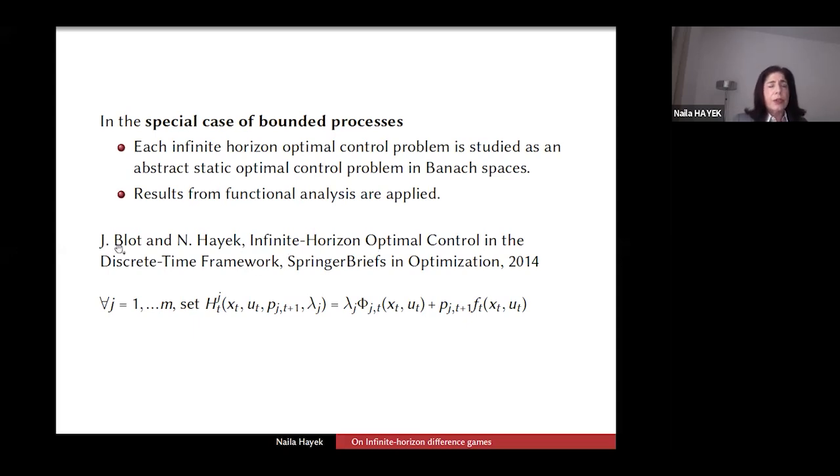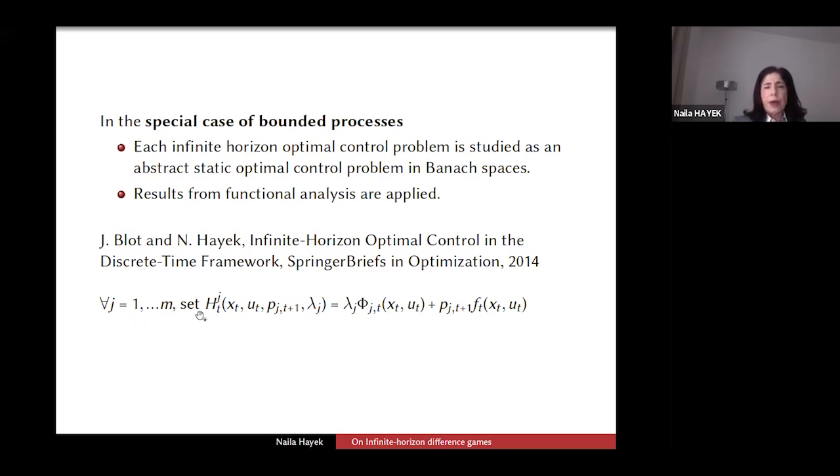It's the book written with Joël Blot in 2014. It's a book about optimal control in infinite horizon in the discrete time framework, but it contains many results that I will use here to generalize to the game case.